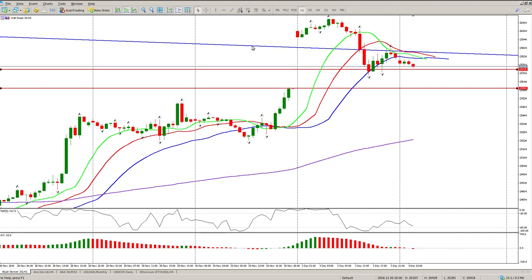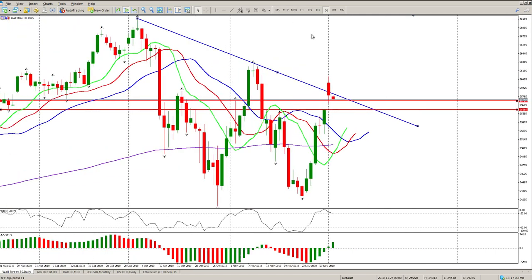Notice how this fractal level to the upside came back to test this break again. Now because this is a fairly strong trend, so it's 1, 2, and then a break, you would expect the sellers to be selling off this level. So bears would be selling off this level to try and push it back down.